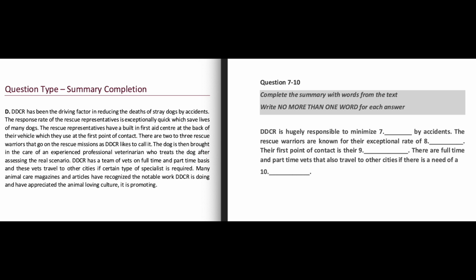So if you put two words here, that would be considered as a wrong answer. So you have to make sure that you are following the instructions properly. Now let's look at the first line. DDCR is hugely responsible to minimize dash by accidents.